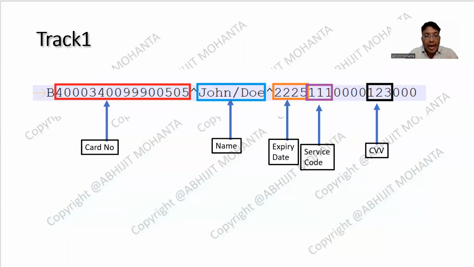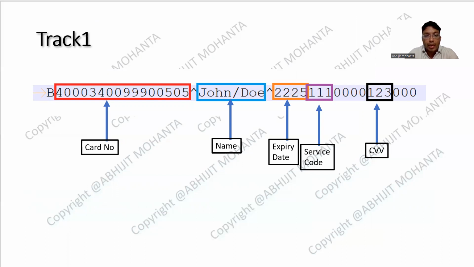Now, let us see what track 1 looks like. Track 1 technically looks like this. It starts with B or some other digit. This is followed by a card number. This is followed by a separator, like a caret symbol.